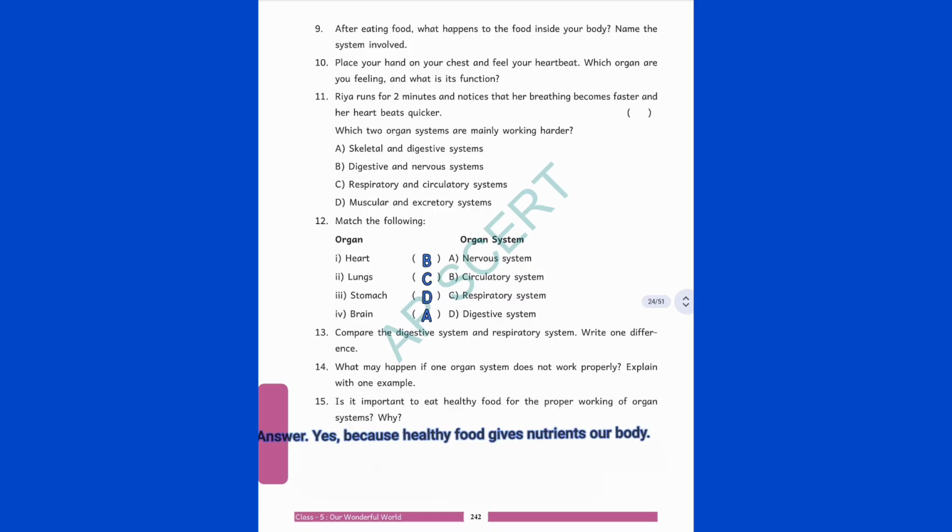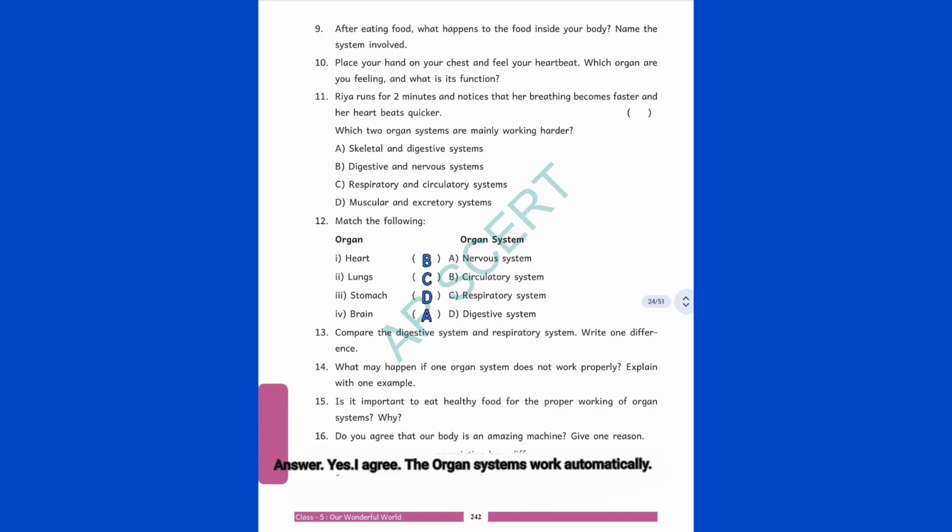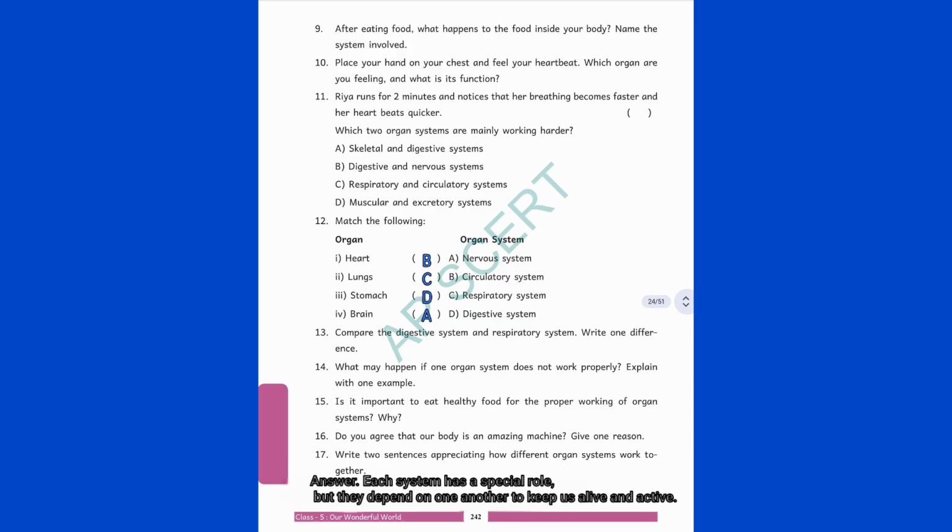15. Is it important to eat healthy food for the proper working of organ systems? Why? Answer: yes, because healthy food gives nutrients to our body. 16. Do you agree that your body is an amazing machine? Give one reason. Answer: yes, I agree. The organ systems work automatically.